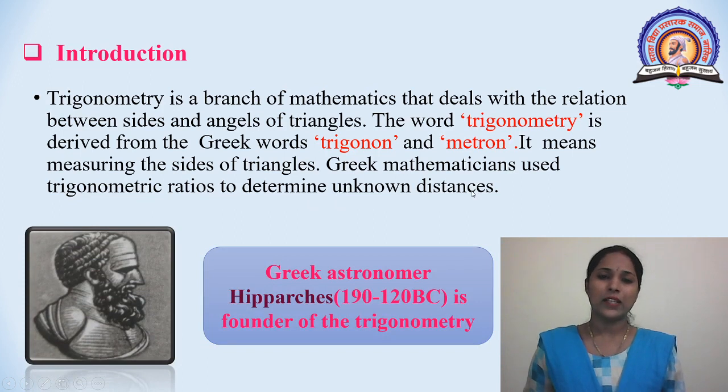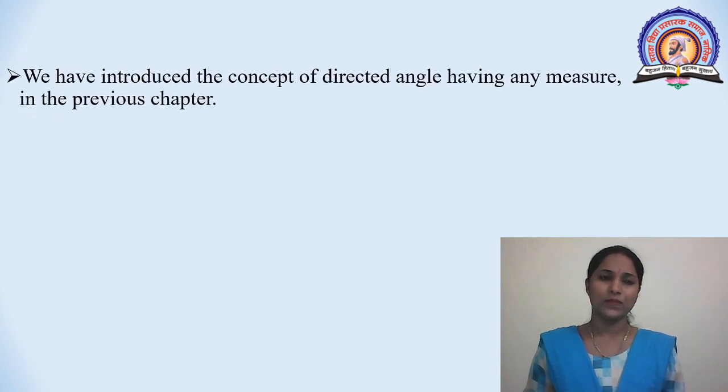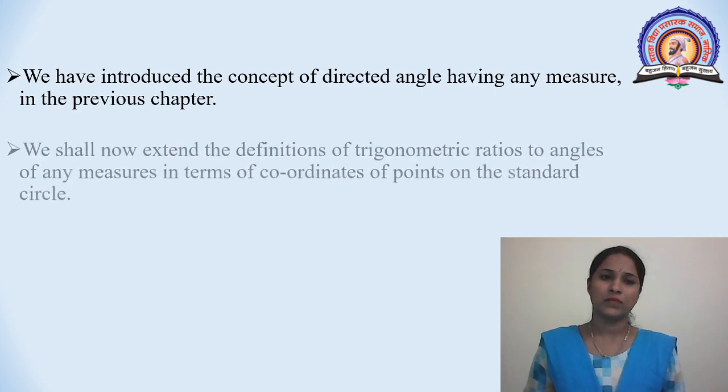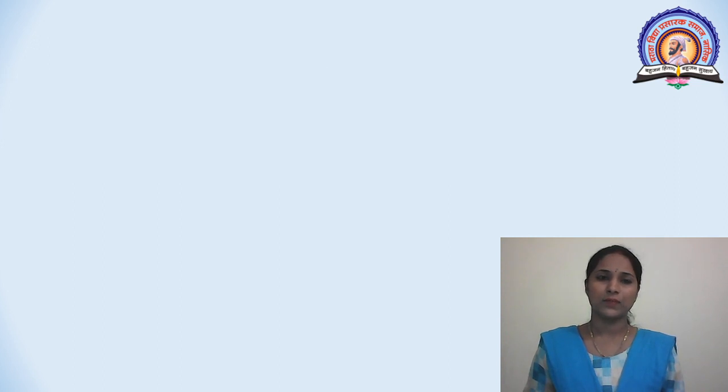Here, Greek astronomer Hipparchus, 190 to 120 BC, is the founder of trigonometry, who introduced the concept of directed angle having any measure in the previous chapter. We shall now extend the definition of trigonometric ratio to angles of any measure in terms of coordinates of a point on the standard circle.